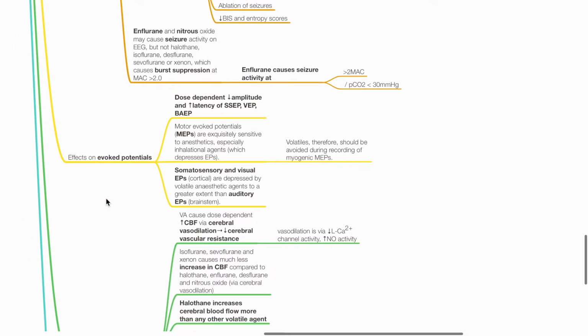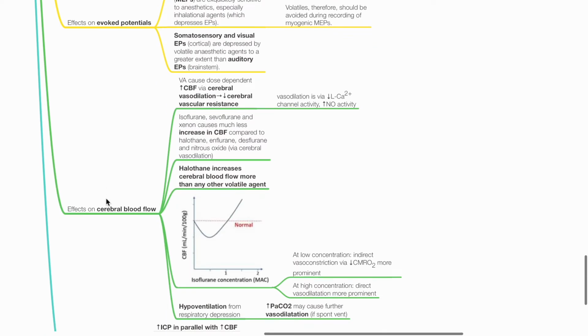Effects on evoked potentials. There is dose-dependent decrease of amplitude and increased latency of SSEP, VEP, and BAEP. MEP are exquisitely sensitive to anesthetics, especially inhalational agents. Volatiles therefore should be avoided during recording of myogenic motor evoked potentials. Somatosensory and visual EPs are depressed by volatile anesthetics and to a greater extent than auditory EPs, which originate from the brainstem.